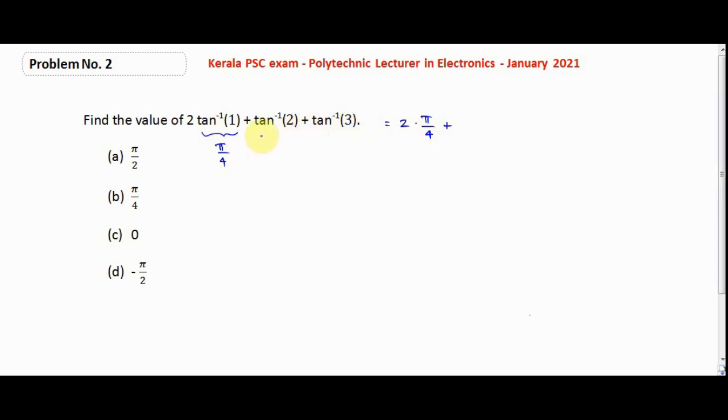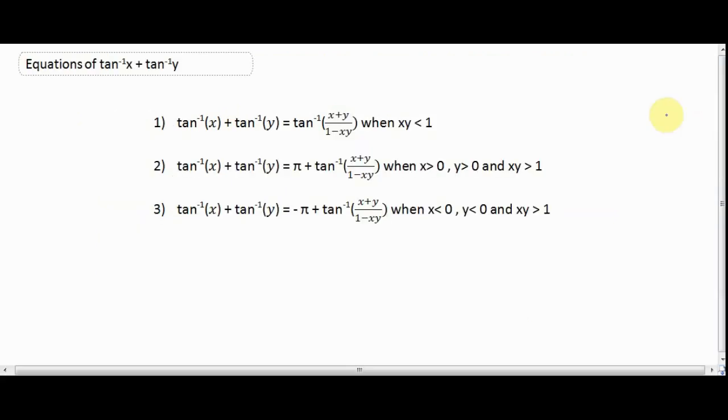Okay, and this is in the form tan inverse of x plus tan inverse of y. So let's see the equations corresponding to tan inverse of x plus tan inverse of y. Okay, so we have three equations corresponding to tan inverse of x plus tan inverse of y, and let's see which one is appropriate in our case. Okay, in our case the value of x is 2 and the value of y is 3.